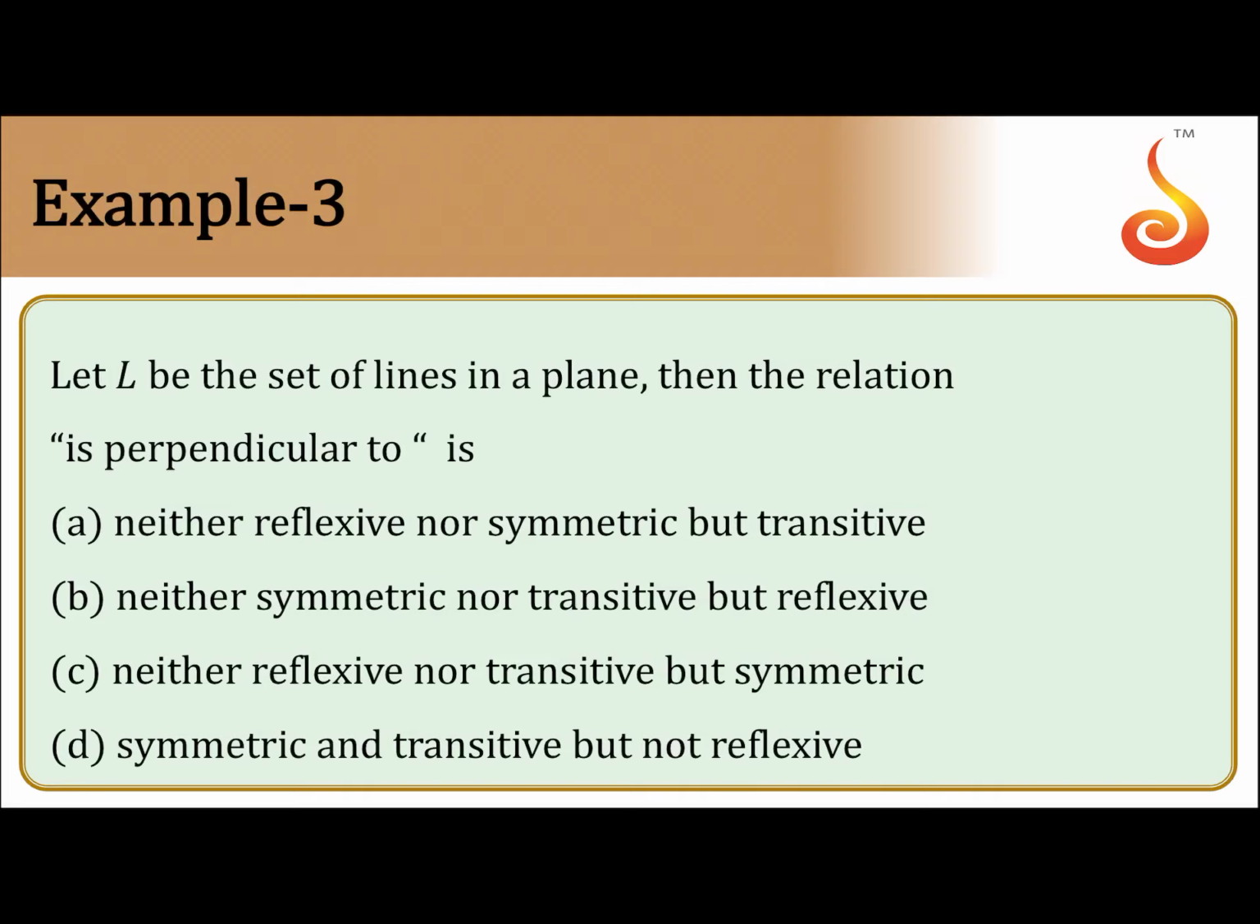Let L be a set of lines in a plane, then the relation is perpendicular. Let me take a new slide to explain. Now, line L1 is perpendicular to L2. This is line L1. This is line L2. L1 is perpendicular to L2 implies L2 is perpendicular to L1. So it is a symmetric relation.